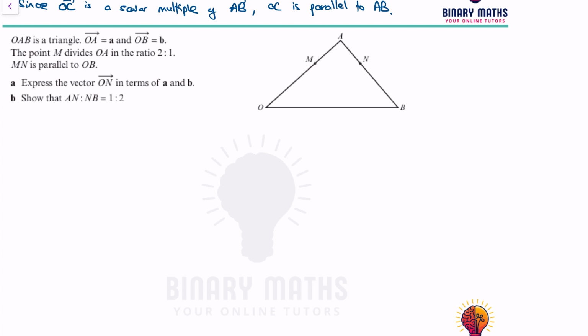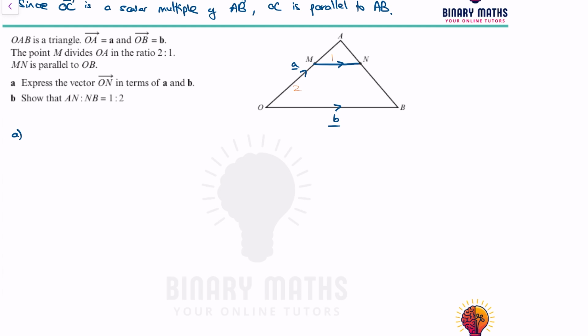Okay, OAB is a triangle. O to A is equal to A and O to B is equal to B. The point M divides O to A in the ratio 2 to 1. So 2 here, 1 there. MN is parallel to O to B. Express the vector O to N in terms of A and B.